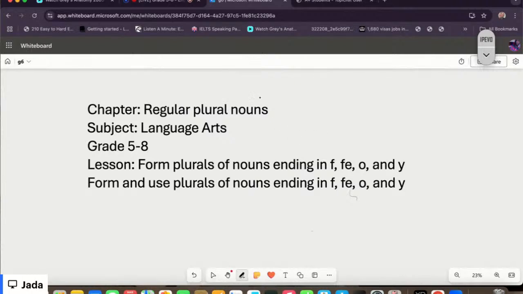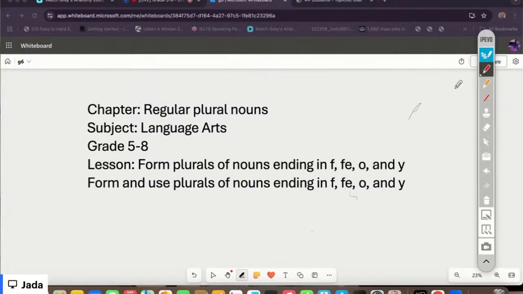Today, our chapter will be regular plural nouns. This lesson will be for grades 5, 6, 7, and 8. So, if you're in any of these classes, you can join.